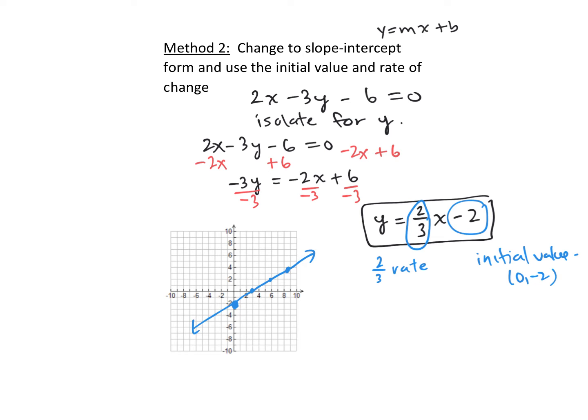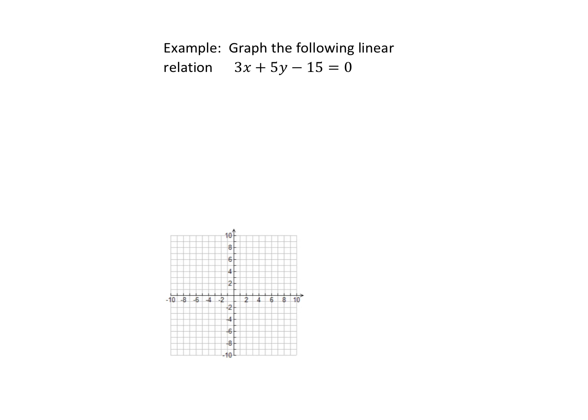So that is the second method. So the first method is find the x and y intercepts. The second method is change to slope-intercept, and then use the initial value and the rate of change to graph. Okay, so let's look at both methods here. Method 1 is find the x and y intercepts.